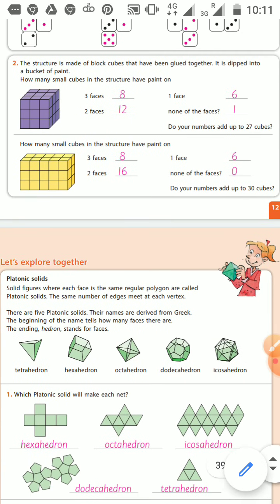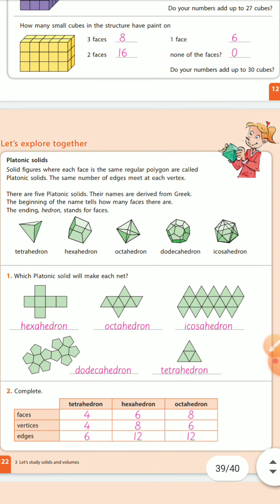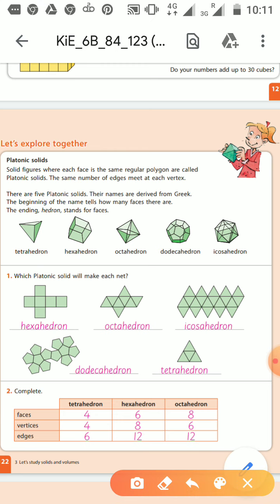What's next? These are these random multi-sided shapes called platonic solids. Tetrahedron, hexahedron, octahedron, dodecahedron, and icosahedron. And you just work out which of these, folded out, would make which shape. That's a hexahedron, octahedron, icosahedron, dodecahedron, tetrahedron. And then you've got to work out for each how many faces it's got.